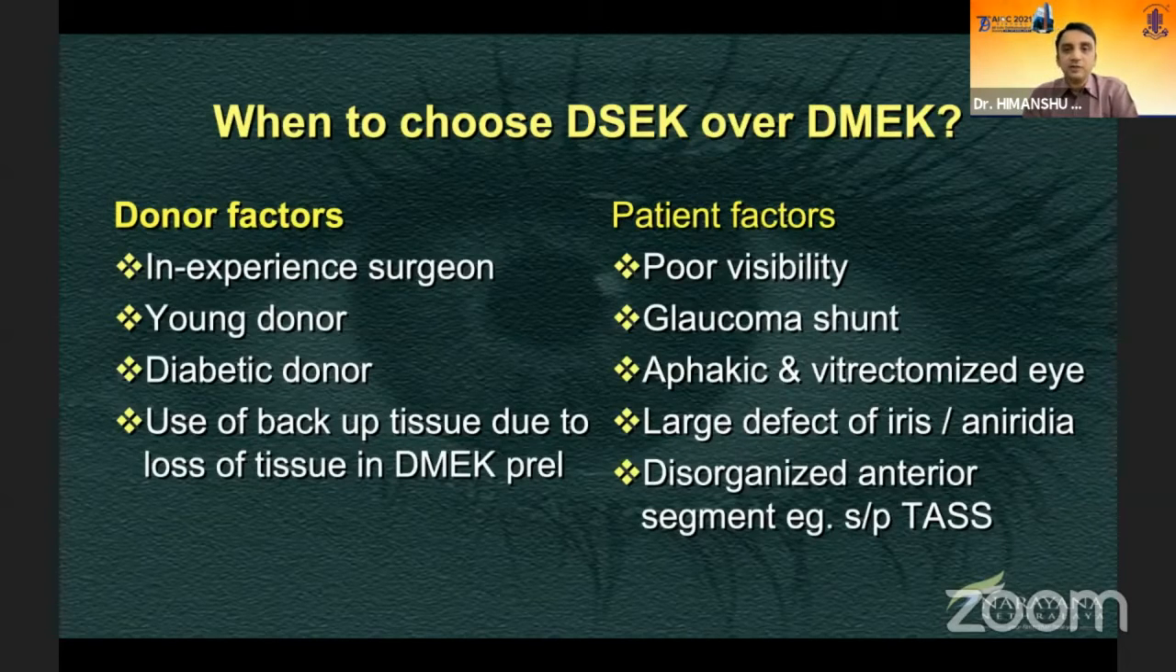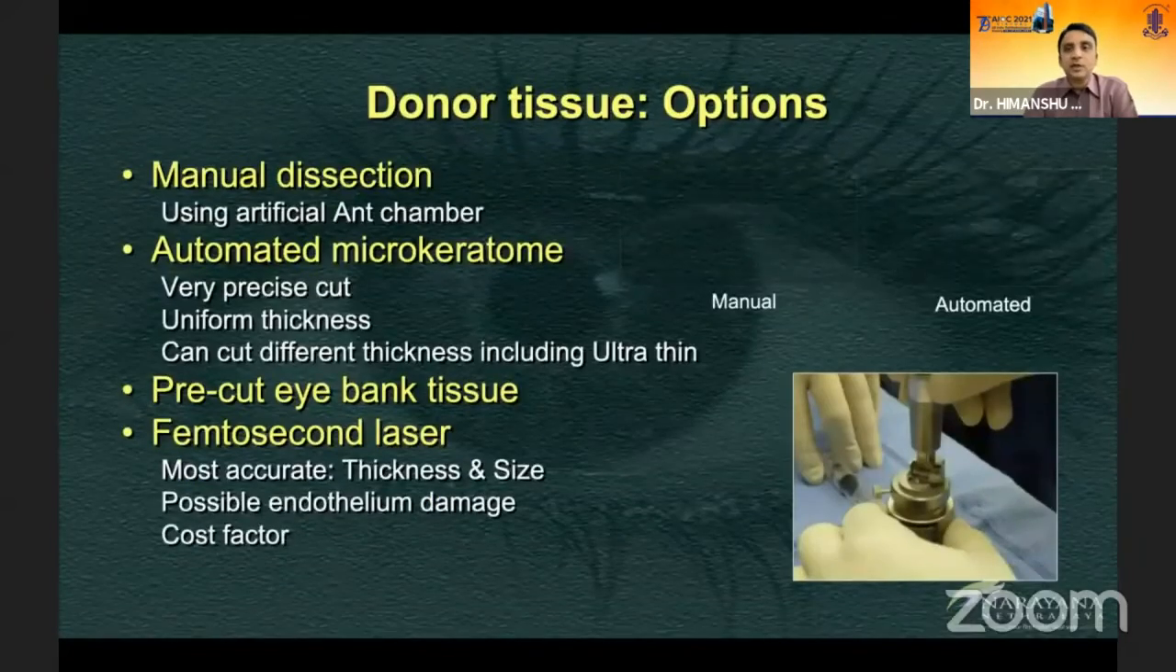The patient factors: where the visibility is very poor, or there are glaucoma shunts or aphakic vitrectomized eyes, a large defect of iris where the air bubble tamponade may be difficult, or a disorganized anterior segment, especially in ICE syndrome, where you have multiple peripheral anterior synechiae. When you are dissecting these synechiae and there is bleeding inside, though you can put an air bubble to stop the bleeding, many times the fibrin prevents the opening of the DMEK tissue. In such cases, a DSEK can be a better option.